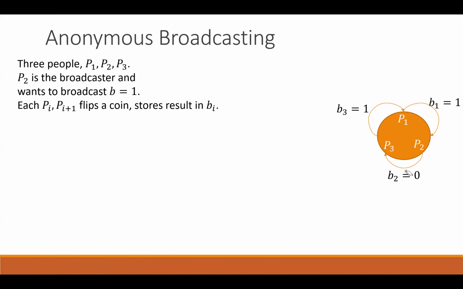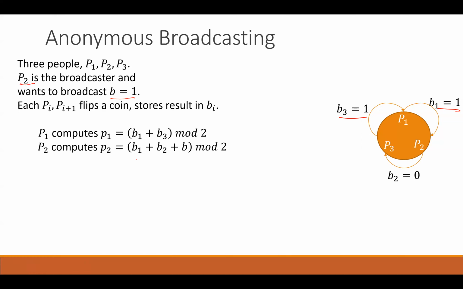And then we will look at an example where P2 is the broadcaster and P2 wants to transmit a bit 1. So P1 computes the 2 bits that P1 knows, B1 and B3, mod 2. P1's not transmitting, so we don't worry about B. P2 computes the 2 bits that P2 knows, B1 plus B2 plus B mod 2, and P3 computes the 2 bits that P3 knows, B2, B3, mod 2.